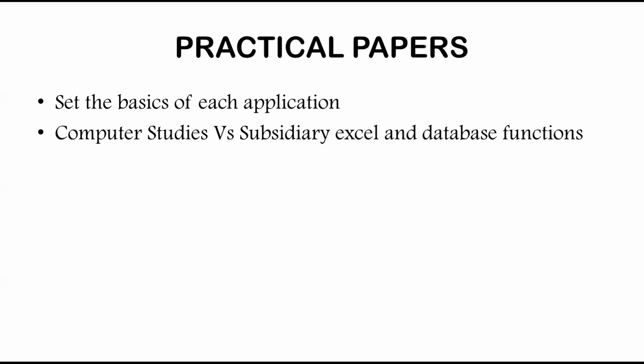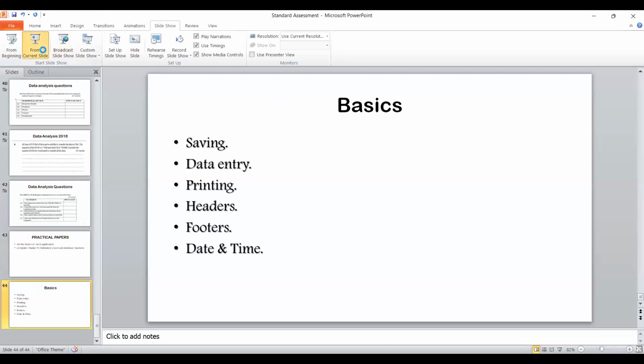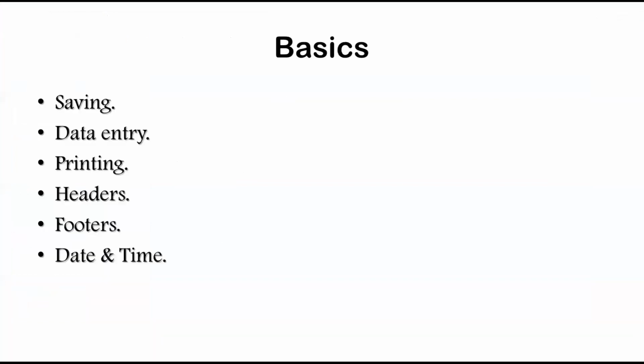I would talk about things like relationships at O-level. We don't have relationships. I would talk about the VLOOKUP. We don't have the VLOOKUP at O-level. So you must make sure this question is intended, even if a student is very weak, you must make sure that you bring out those things. There must be some marks for saving, data entry, printing, headers, footers, date, and time.